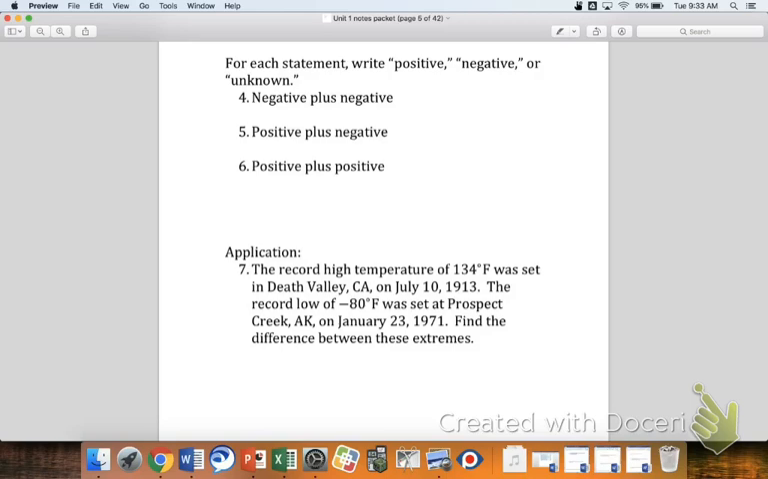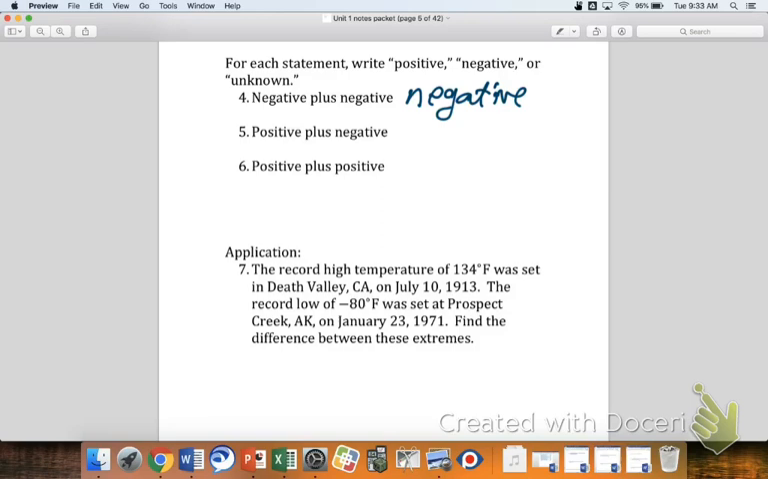A negative plus a negative. Any volunteers think they got this one? Negative plus a negative will always be, Ben? A negative. I agree. Negative plus a negative will always be a negative. And then number 5 is a positive plus a negative.